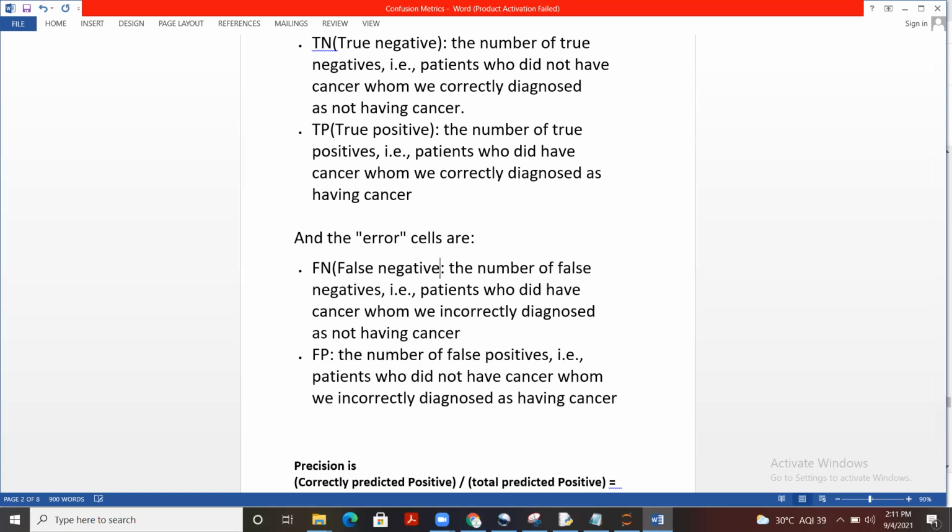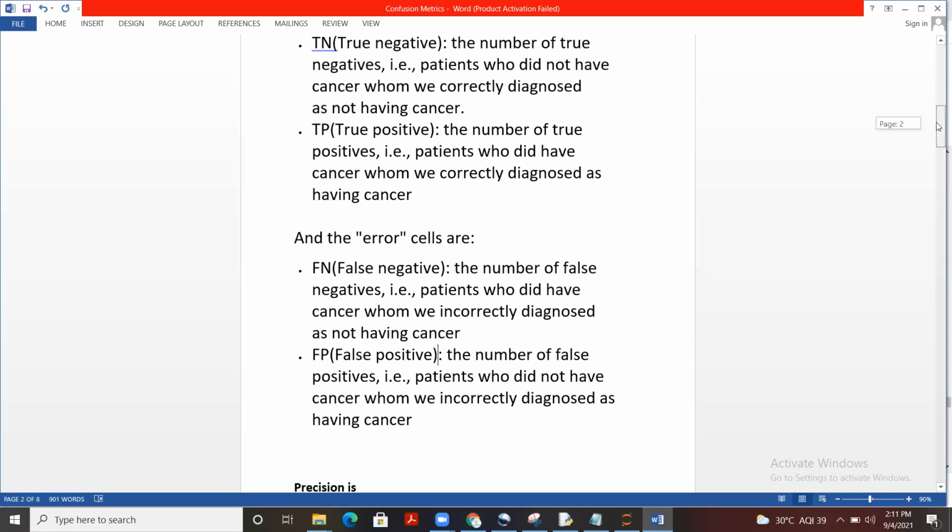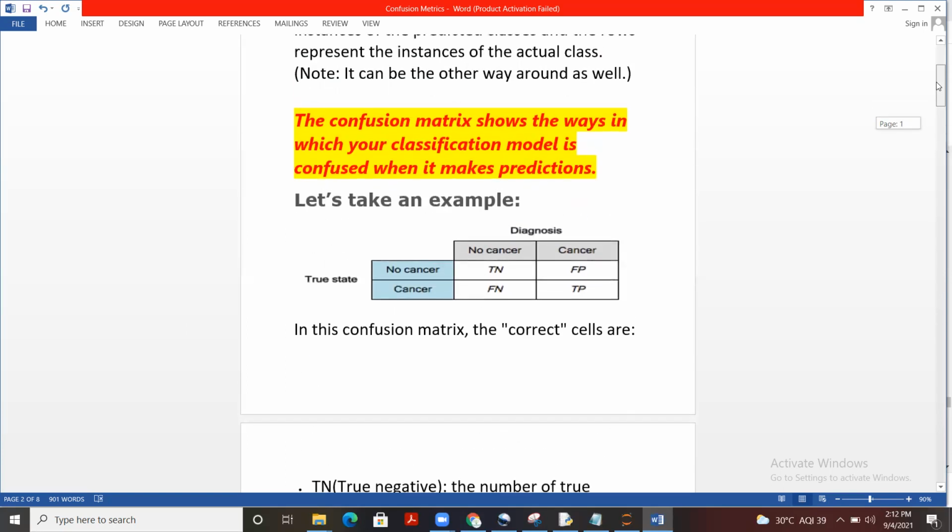What does false negative basically mean? False negative is when a person had cancer and we incorrectly diagnosed them as not having cancer. So that is also an error. That means that's a false negative value. Another one is the false positive. False positive is a case where the person did not have cancer and we incorrectly diagnosed them as having cancer. So we can see what the correct ones and what the errors are here, and we can easily understand the meaning of TP, TN, FP and FN. This is also very important.